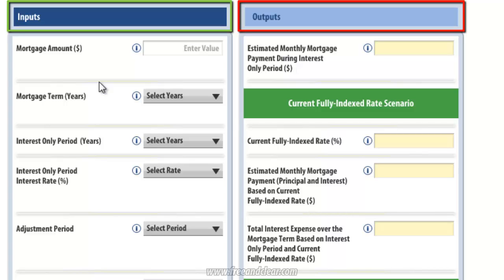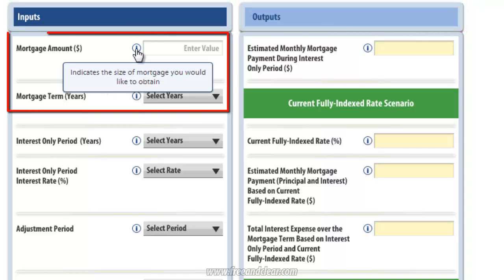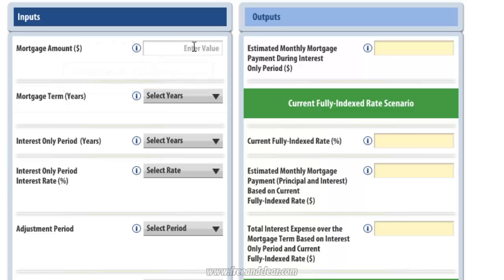The inputs are the information that you provide or select, and the outputs are provided by the calculator after you click the calculate button. It's important to highlight that if you ever have a question about an input, simply hover your cursor over the icon to the left of any input rectangle, and it reveals a brief description of the input and information required. The first input is mortgage amount, and I'm going to use $300,000 in this example.